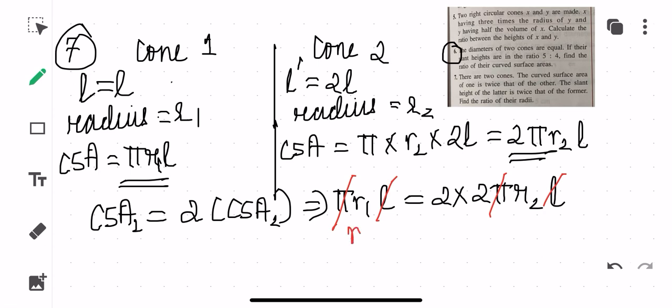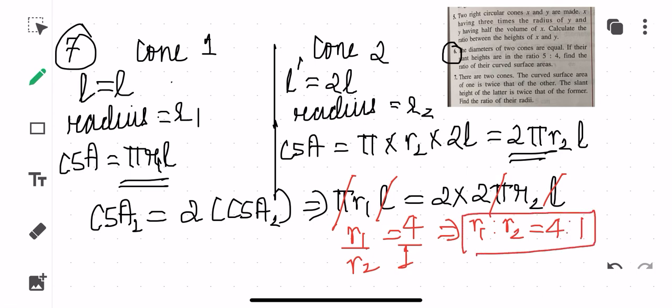So what are you getting? That R1 upon R2 is equal to 2 into 2, that is 4. So of course the ratio has to be in the 4:1 form. So you will be writing, this implies that R1 is to R2 is equal to 4:1. Okay, so this is what you are getting. Now we will be moving to the next thing children. So what is the next question? So what basically we are seeing children, that in all these types of sum we are having questions which are dealing with mostly ratios.